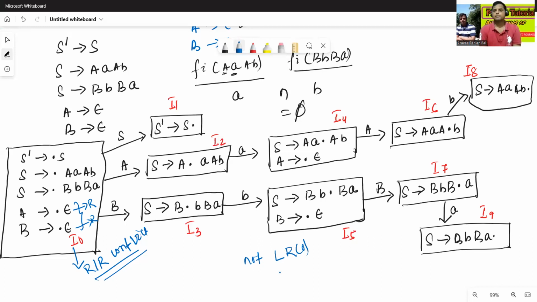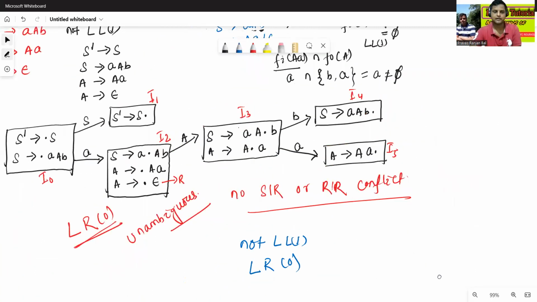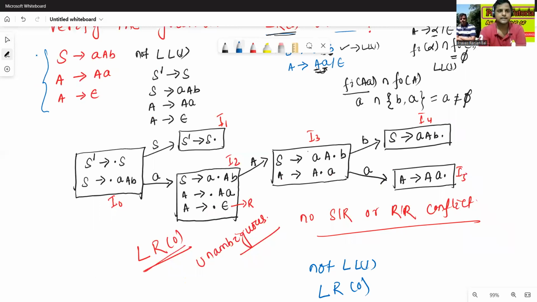Okay. Remember this one, this grammar is not LR0, but it is LL1. Just see the previous grammar. This grammar is what? Not LL1, but LR0. Just observe what we observe from both questions. This is just an observation. The first grammar is LR0 but not LL1.